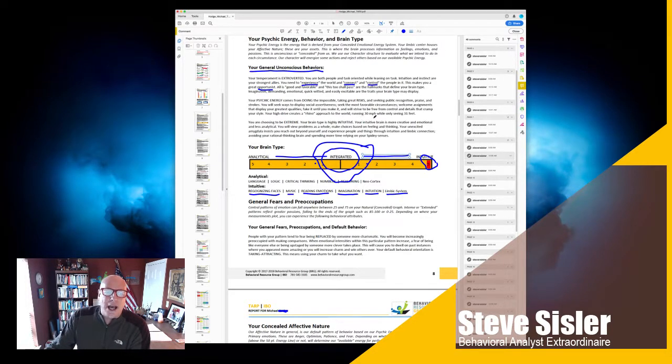Your brain type is highly intuitive. Your intuitive brain is more creative and emotional and less analytical. You will view problems as a whole, make choices based on feeling and thinking. Your unexcited amygdala insists you reach out beyond yourself and experience people and things through intuition and limbic connection, avoiding your rational thinking brain and spending more time relying on your spidey senses. I mean, just that right there.